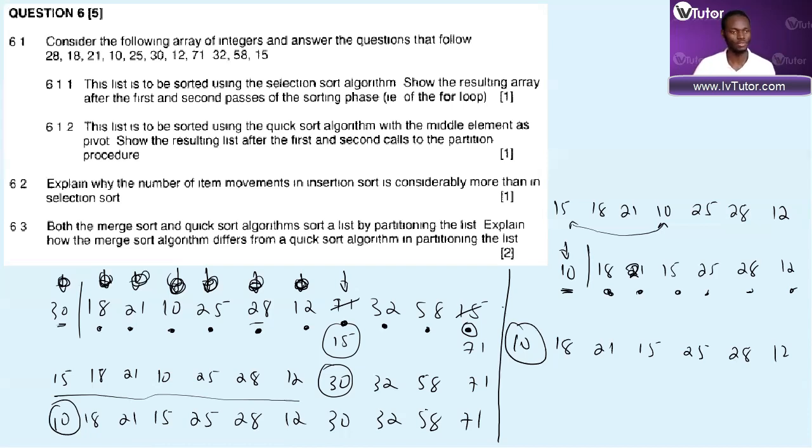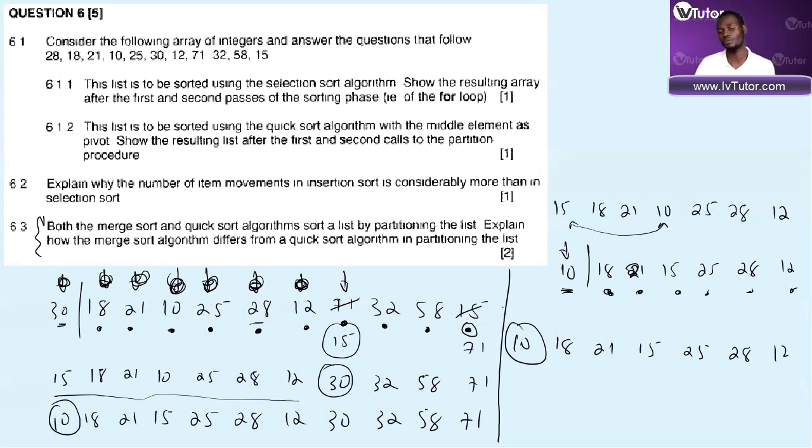Maybe the last one I might want to talk about is here. Both the merge sort and quicksort algorithms sort a list by partitioning the list. Explain how the merge sort algorithm differs from a quicksort algorithm in partitioning the list. So the quicksort algorithm, when partitioning the list, uses a pivot, and it partitions the list such that all numbers less than the pivot are on the left, and all numbers greater than the pivot are on the other sublist, which is on the right.